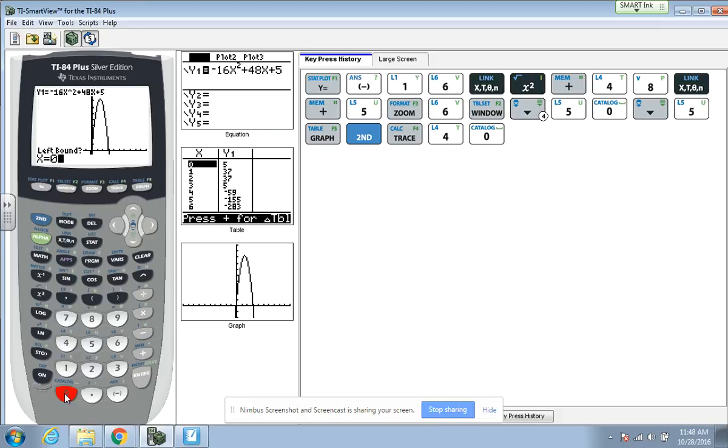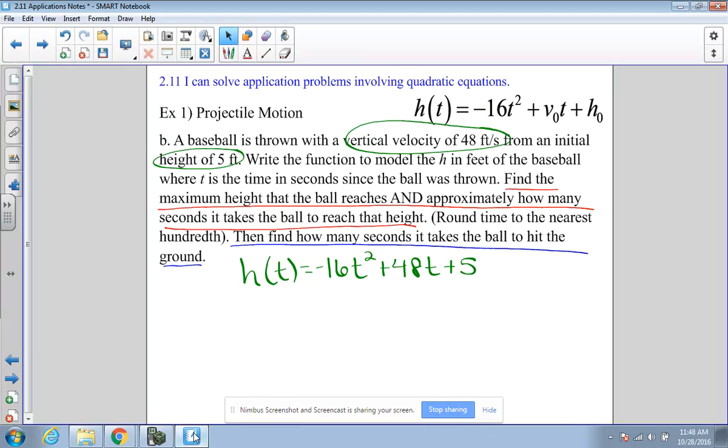So on the left, I'm going to use 0. And on the right, I can tell that my maximum is somewhere around 2, but I'm going to use 5. So I hit 0, enter for my left bound. I'm going to use 5 and hit enter for my right bound. Then I'm going to go ahead and hit enter again for my guess. Once I do that, at the very bottom of the screen, it says maximum. X equals 1.5, y equals 41. So let's write that down. We just found that our maximum is 1.5, 41. We're going to come back to that.